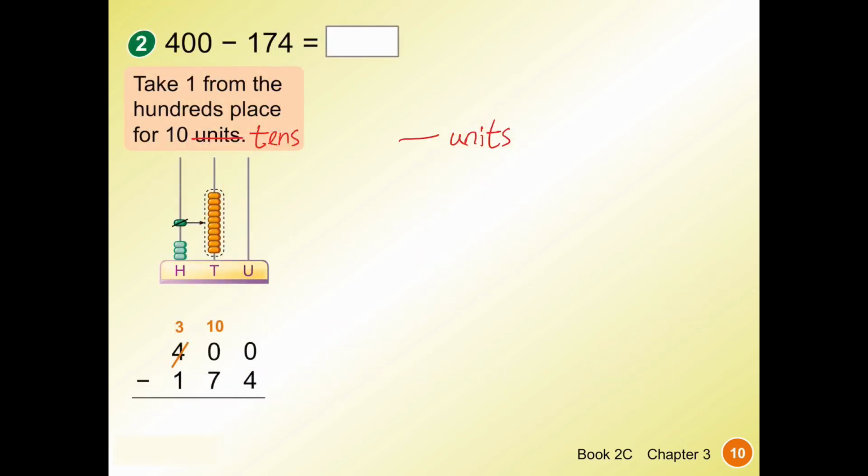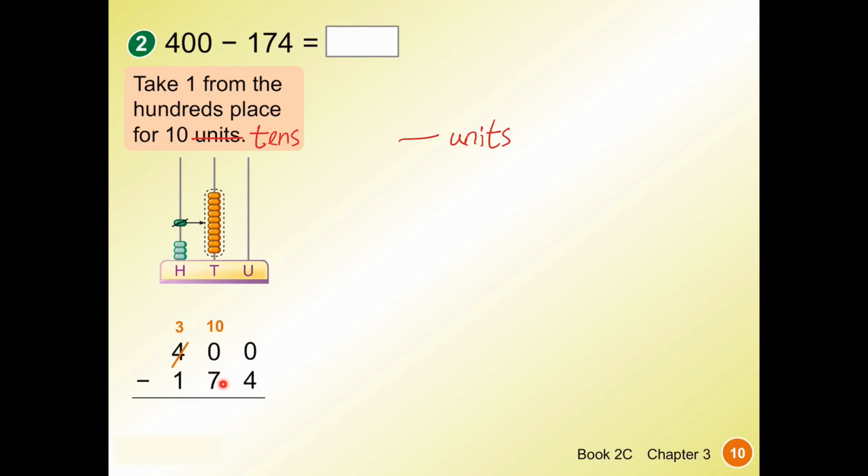Question number 2. 400 minus 174. This question is a little bit tricky because the last two digits of 400 are 0. So in the units place, 0 is less than 4. So we cannot subtract 4 from 0. Also in the tens place, 0 is less than 7. So we cannot subtract 7 from 0.